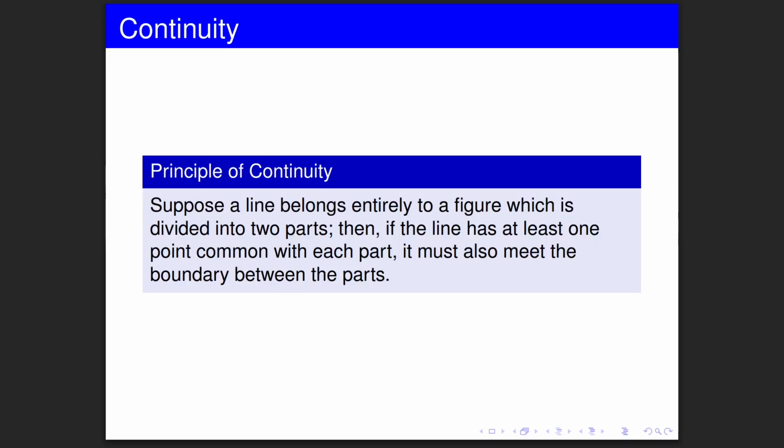So one way of expressing this principle is to say, suppose a line belongs entirely to a figure which is divided into two parts. Then if the line has at least one point in common with each part, it must also meet the boundary between the parts. Note here, we are not just talking about straight lines, we are talking about any kind of line.